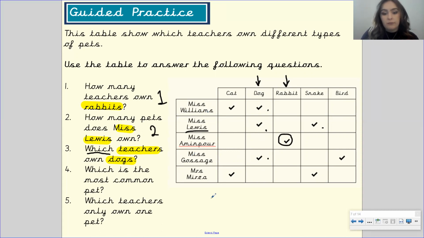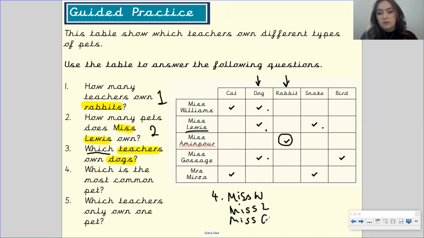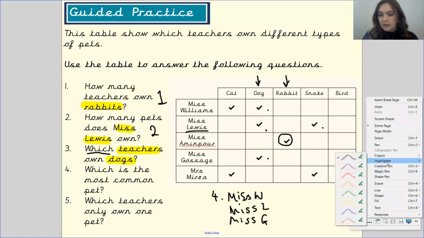So for question number 4, it is Miss Williams, Miss Lewis, and Miss Gossage. Okay, let's have a look at the next question.